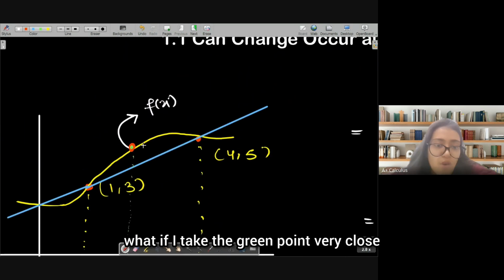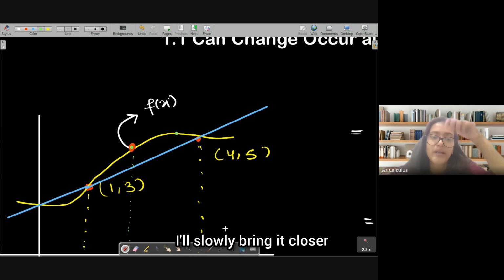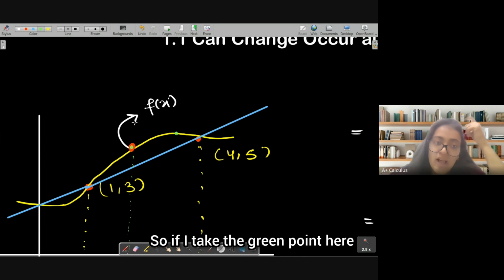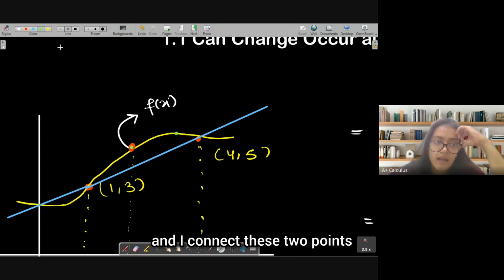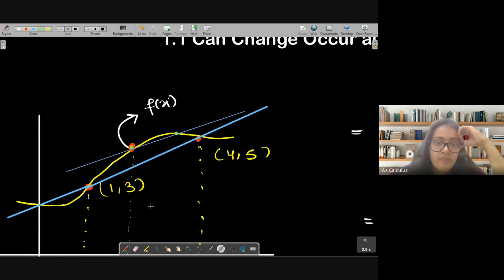Okay. What if I take the green point very close? First I'm going to take this green point here. I'll slowly bring it closer and closer to the red point. So if I take the green point here and I connect these 2 points, I'm going to get a line like this. Then I take the point further closer and then connect the 2 points.